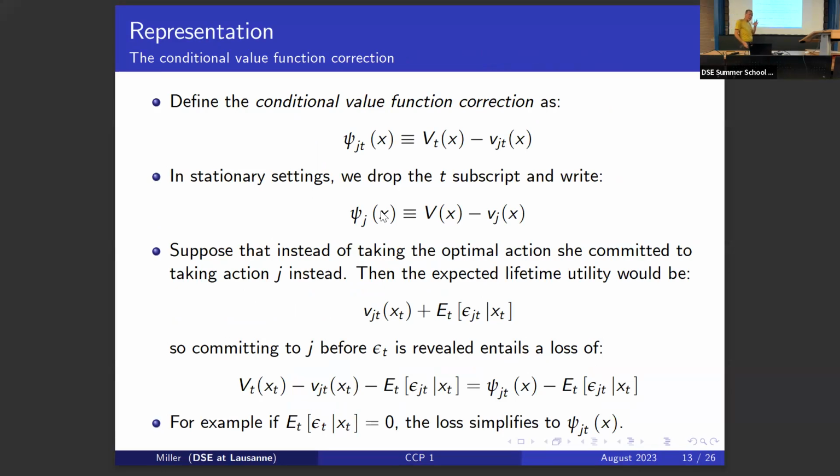So to get to that point, I want to define this correction term, this psi function, which is just the difference between a social surplus function and a conditional value function. Again, it's notation, but it's notation that helps us give a representation not just for the conditional value functions themselves, but also the utilities themselves without any further assumptions. Okay? So in stationary settings, you're obviously going to drop the T.